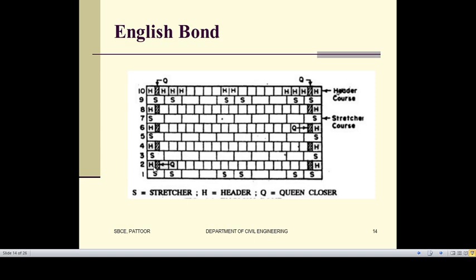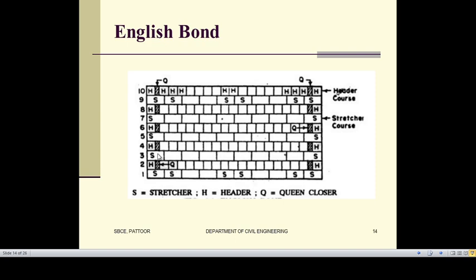And the second course: since the first course is stretcher and we are constructing English bond, the second course should consist of headers. The second course is started with a header, and to stagger the vertical joints, immediately after placing the first header, we place a queen closure. Then we continuously place headers. Just before the ending header, we again place a queen closure. This is also to stagger the vertical joint.